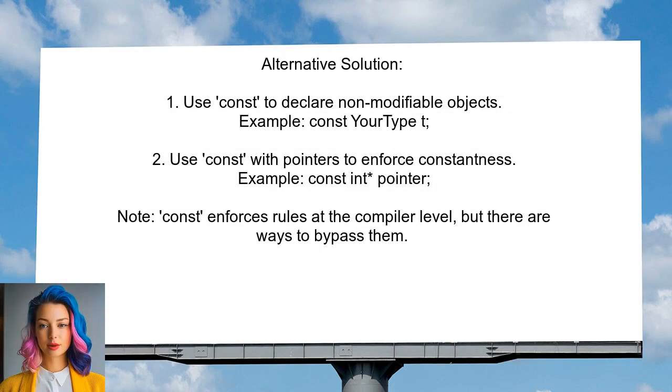This user suggests using the const keyword in C to specify variables as non-modifiable. By declaring an object with const, the compiler enforces that it cannot be changed. Additionally, they explain that const can also be applied to pointers, indicating that the pointer itself is constant, while the data it points to may still be modifiable.